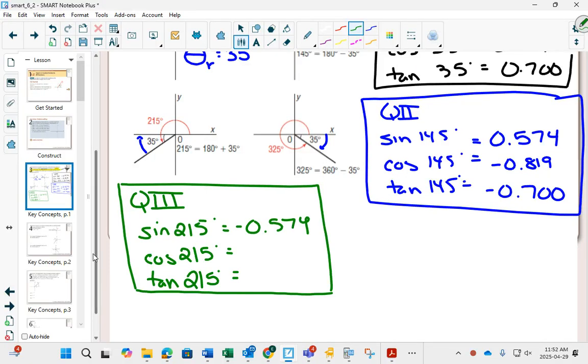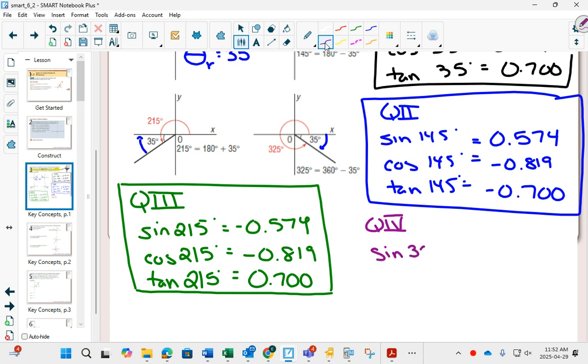What about the cos? It is negative. Okay, you got that one right. What about the tan? Positive. Tan is positive. Okay, let's do one more, quadrant 4.